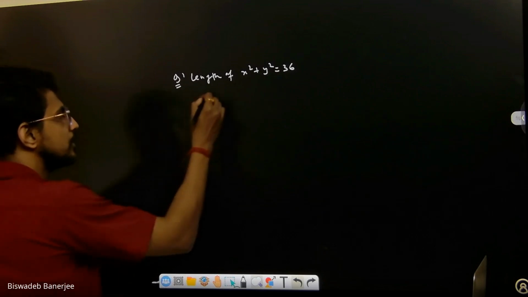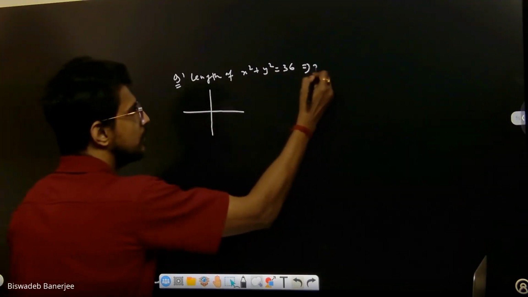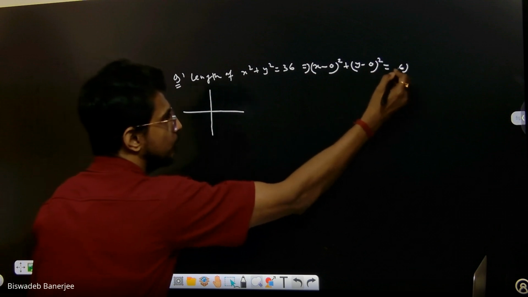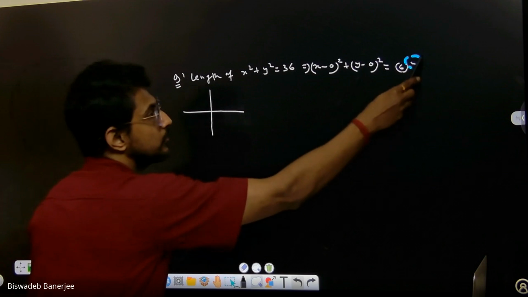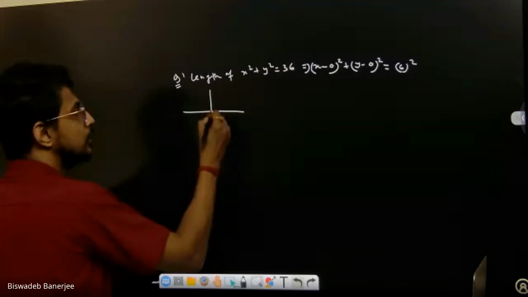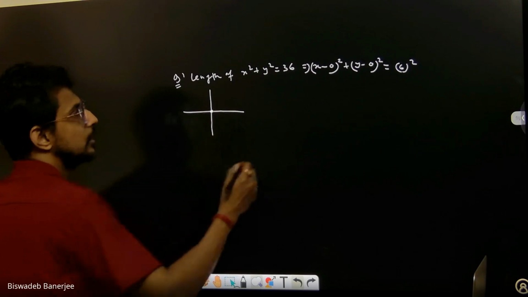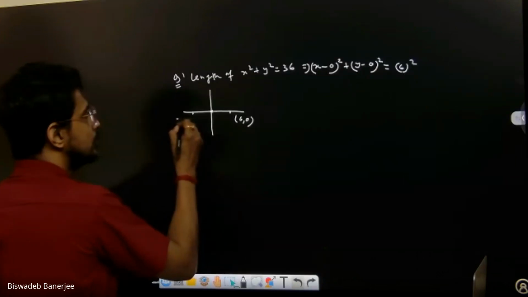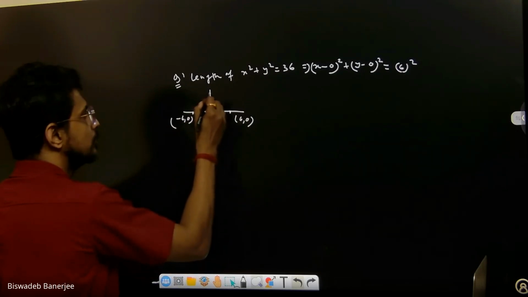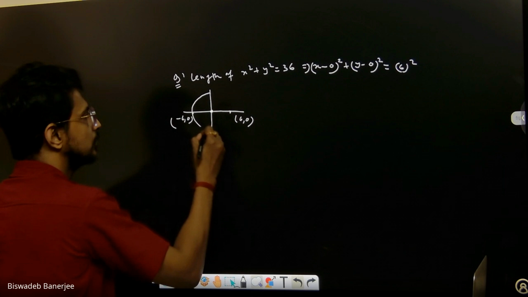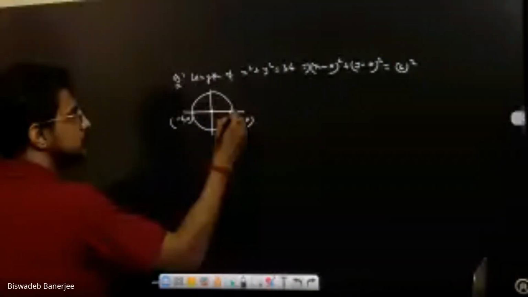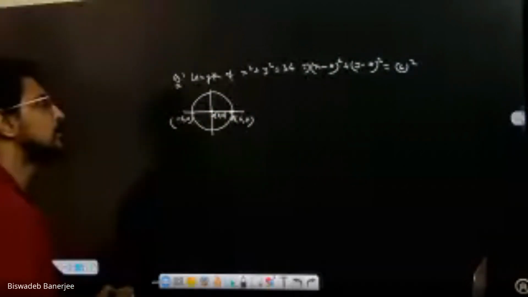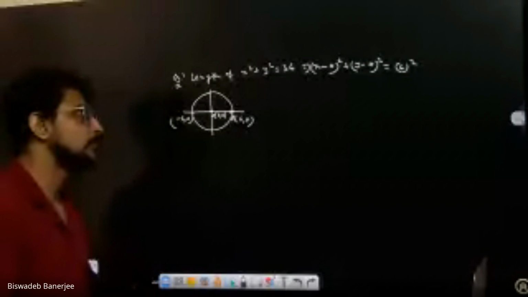Now, there is a circle. Obviously, the circle can be written like this: x minus 0 square plus y minus 0 square equal to 6 square. There is the curve whose length we need. See that the center of the curve is at 0, 0 and its radius is 6. This will be my circle. This point is A, 6, 0, and there is my origin 0. So you have to find out the length of the curve, right?